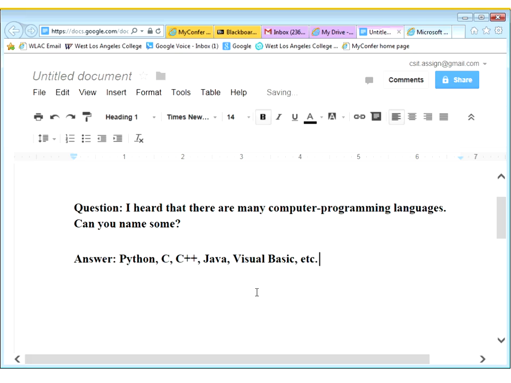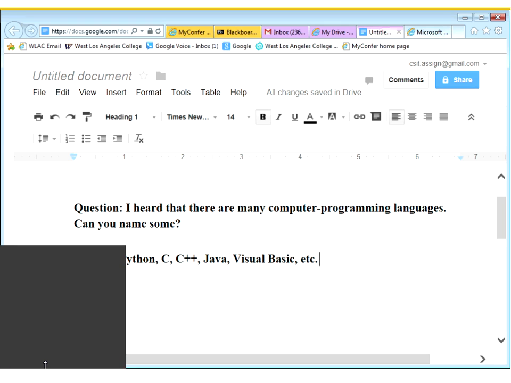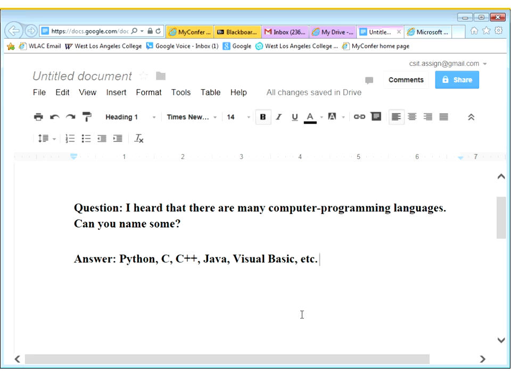Okay, next module. Well, I heard there are many computer programming languages. Can you name some? Answer: Python, obviously, C, C++, Java, Visual Basic, etc. There are many, many languages. And one of the things that a lot of new programmers ask me is, do I need to learn how to program in every single language? And the answer is no. Once you've learned the basic constructs of programming, which this class will teach you, it'll be very easy for you to pick up other languages because the syntax is very similar, not the same, but similar.